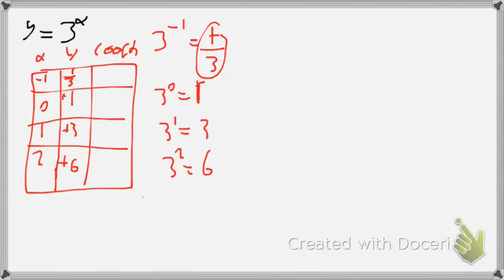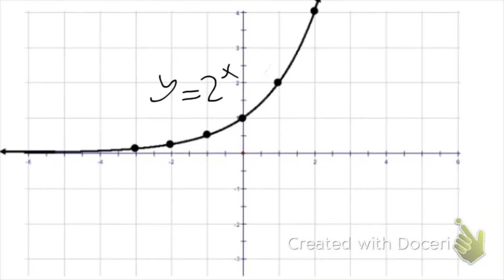So now my coordinates will be (-1, 1/3), (0, 1), (1, 3), and (2, 6). Let's go back to the graph and plot these points.